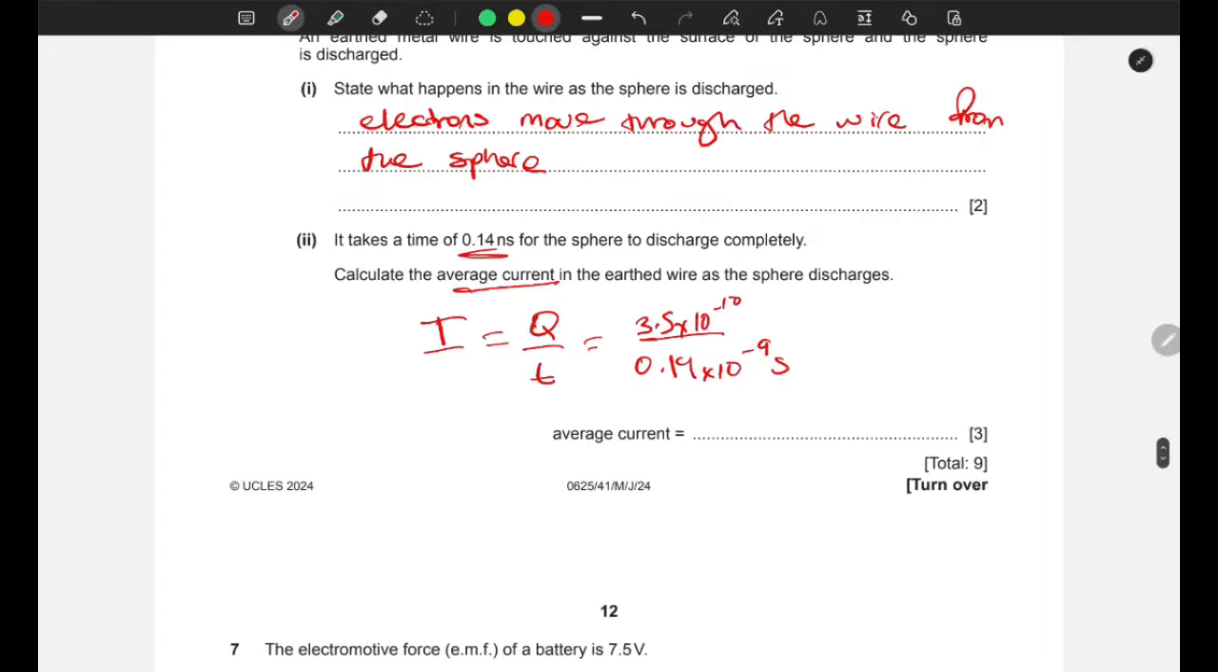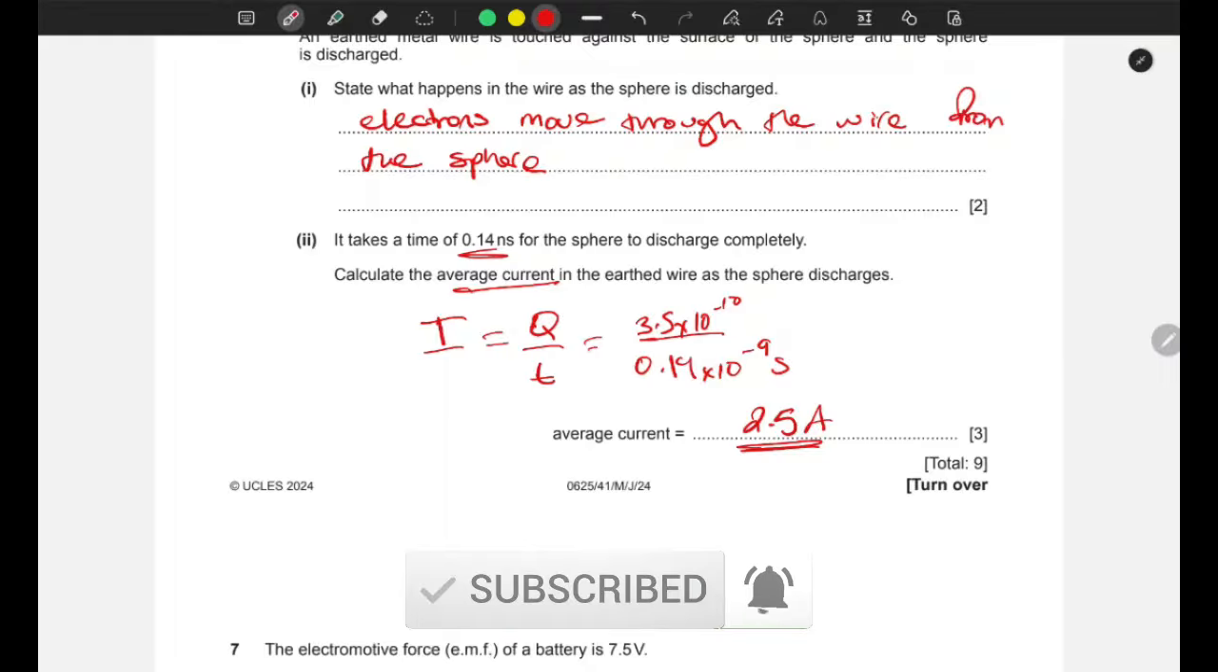So dividing these two, 3.5 times 10 to the power of minus 10 divided by 0.14 times 10 to the power of minus 9. That would give us 2.5 amps. That is our answer.